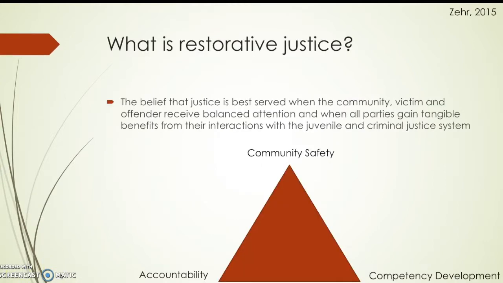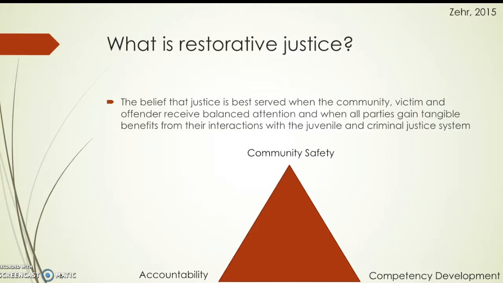So first we want to discuss what is restorative justice. Restorative justice is more of a philosophy founded on the belief that justice is best served when the community, victim, and offender receive balanced attention and when all parties gain tangible benefits from their interactions with the juvenile system, in this case. So that means that there are three different aspects ensuring that restorative justice is successful. The first is community safety, the second is accountability, and the last is competency development. I will go into a little bit more detail with all of these.